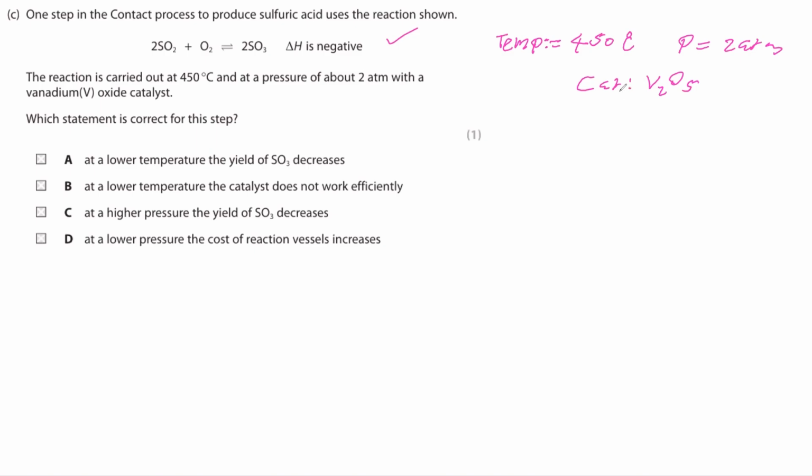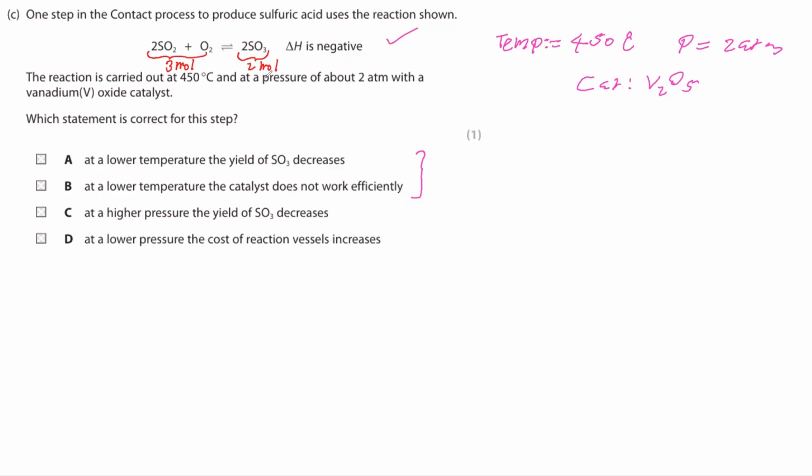Which statement is correct for this step? At a lower temperature, the yield of SO3 decreases. The first two statements are talking about temperature, so we'll leave them for a while and go for the other one. At high pressure, the yield of SO3 decreases. On our reactant side, there are 3 moles of gases, and on the product side, there are 2 moles of gases.